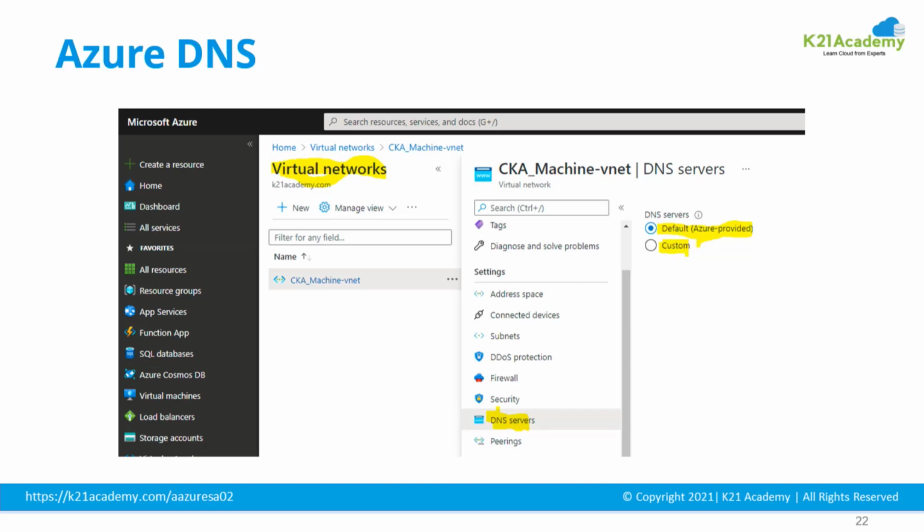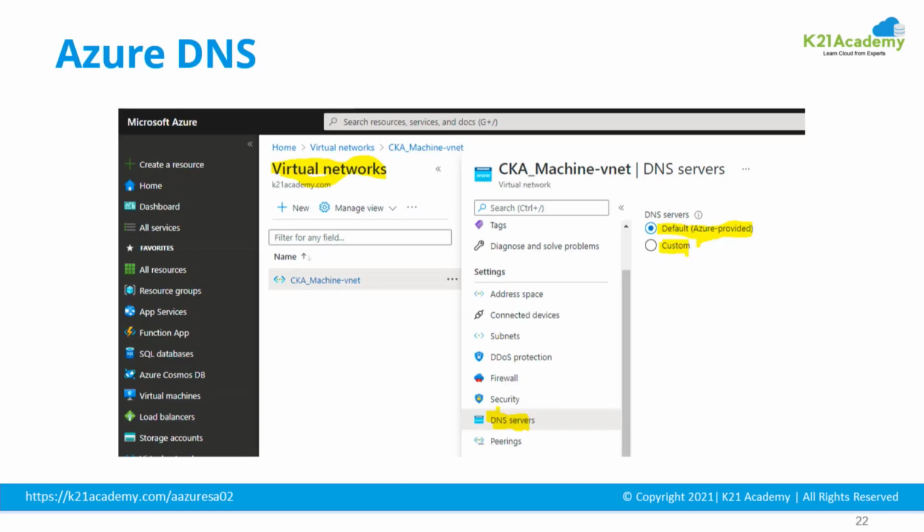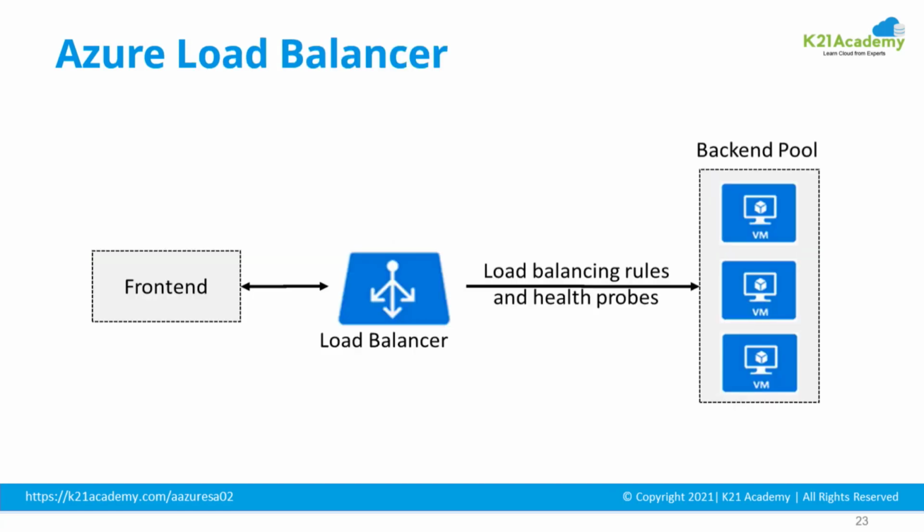So instead of using Azure DNS for name resolution, you can use a custom one, and you can change that as well. You go to the Azure Virtual Network, and inside that you go to DNS server, and say whether you want to use the default DNS or a custom one, which could be an external source like GoDaddy or something. And then you can also manage your DNS. So that's DNS.